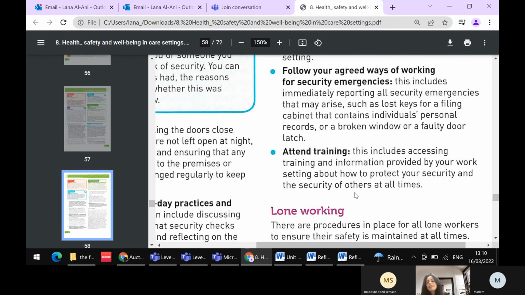Also, I need to attend the training. So if there is any training, I always make sure I attend the training to maintain security of the building and of the people I work for. Is this understood? So this is how to answer this question.